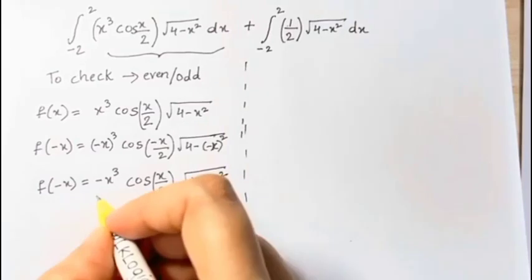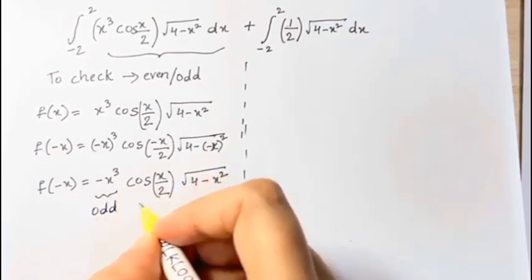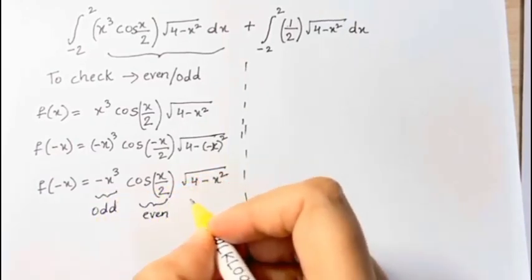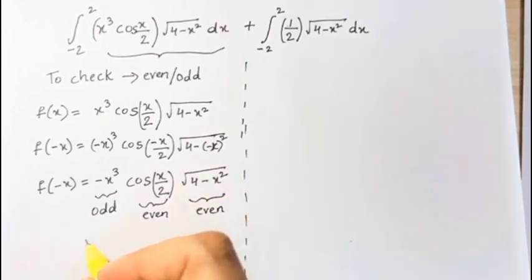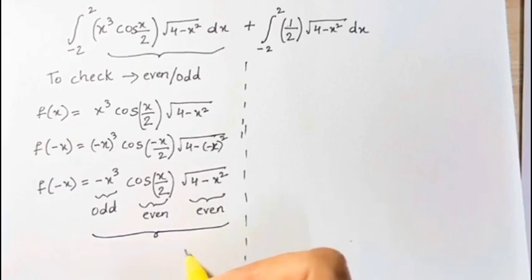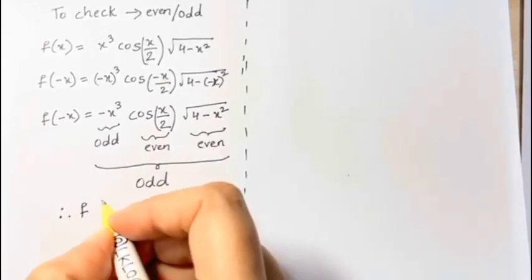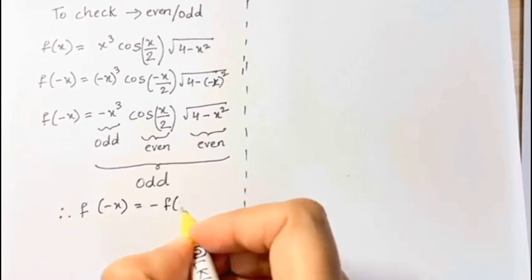So x cubed is an odd function, cosine of x over 2 is an even function, and square root of 4 minus x squared is an even function. We can put these all together to conclude the product of these functions is also an odd function. Therefore, f of -x equals -f of x.